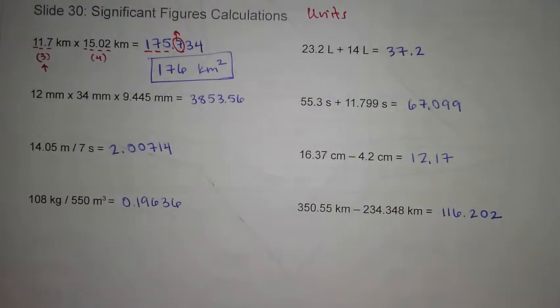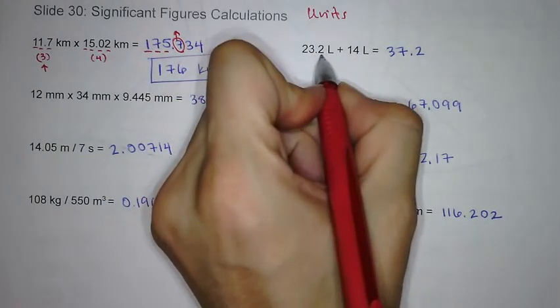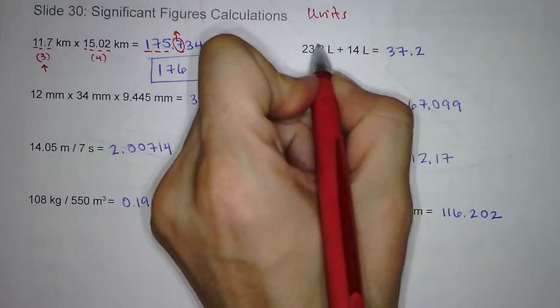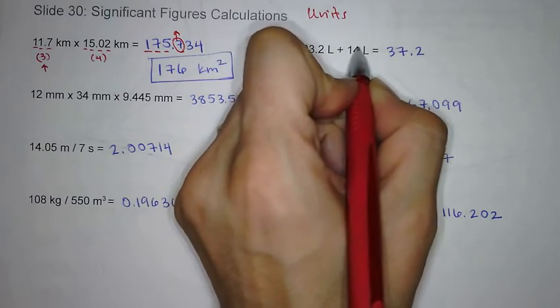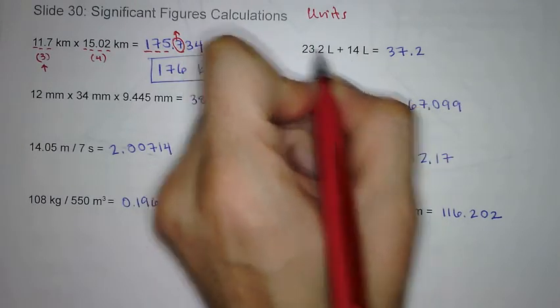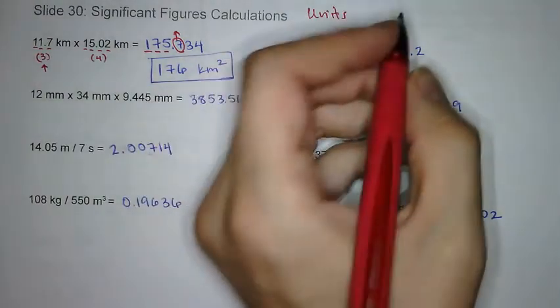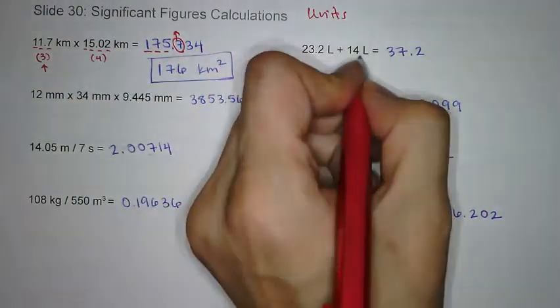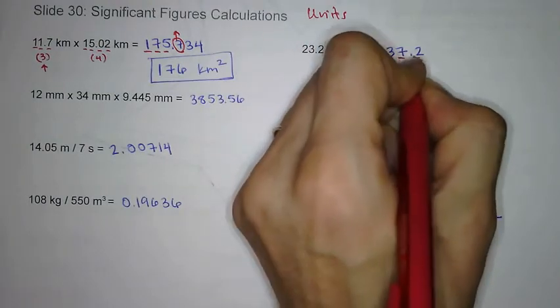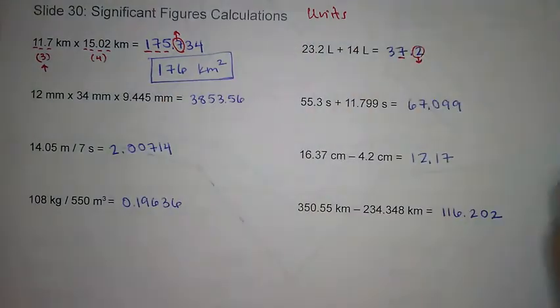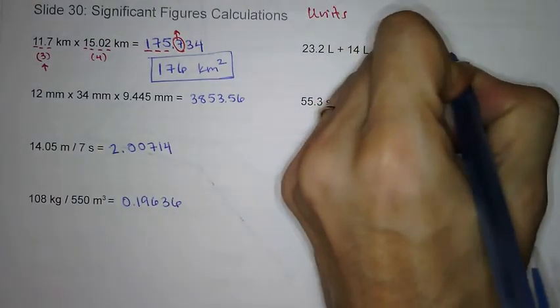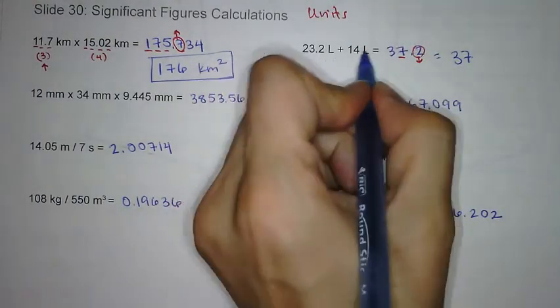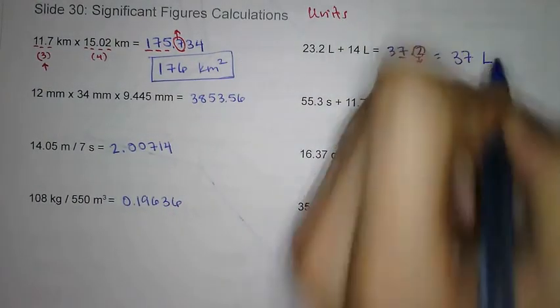I'm not worried about the number of sig figs. Remember, I'm worried about place value. So this number is significant all the way to the tenths place. This number here is only significant to the ones place, but this one is also. So I get to keep the ones place, not because of the number of sig figs, but because, again, of place value. So I'm going to keep the ones place. 2 is going to round away. This becomes just 37. And then liters plus liters is just liters.